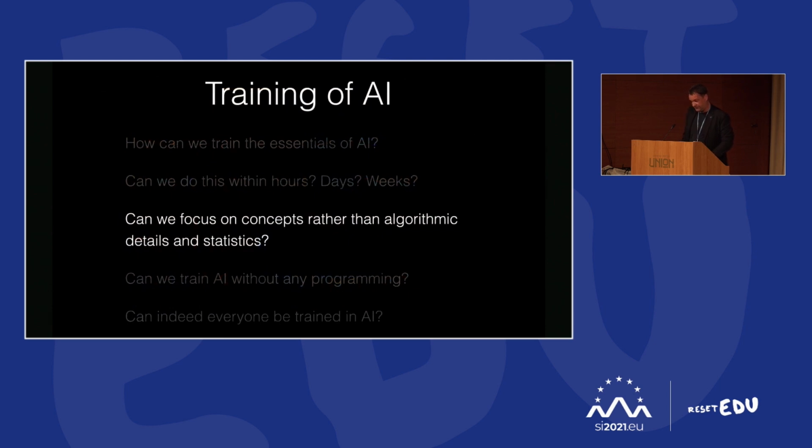So the answer is, okay, how can we train? We should be practical, and we should train the concepts, and we can train this in only a few hours. So the question is, can we focus on concepts rather than algorithmic details and statistics? And the answer is yes. AI, interestingly, is not complicated at all. Machine learning has some basic concepts that you can explain to anybody within an hour. Most of the concepts in machine learning are simple.